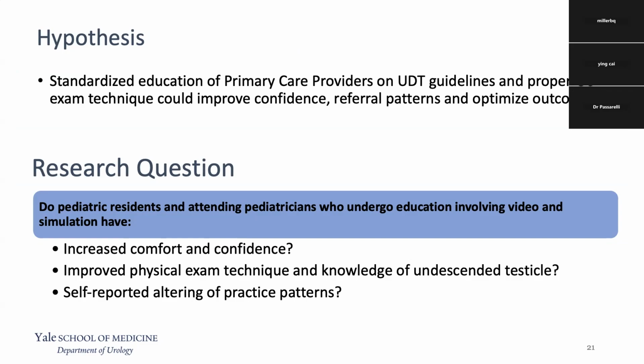And so our research question, this is putting the cart a little bit before the horse for me, talking about simulation, because I'll get into it in a few slides. But the research question was, do pediatric residents and attending pediatricians who undergo education involving video and simulation have increased comfort and confidence, improved physical exam technique and knowledge of undescended testicles, and self-report altering practice patterns as a result of the education?